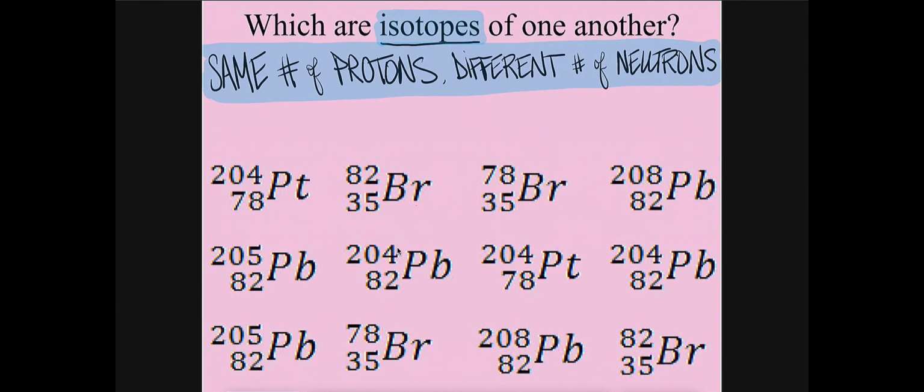So first we'll go over what an isotope is. An isotope is atoms of an element that have the same number of protons, which makes them the same element, but a different number of neutrons. Having the same number of protons makes them the same element, right? And that means they need to have the same symbol.